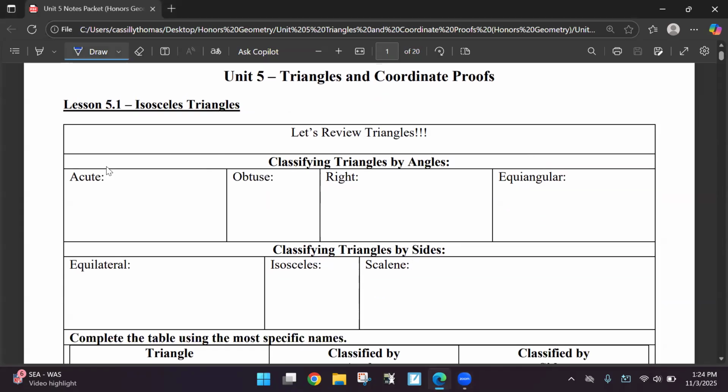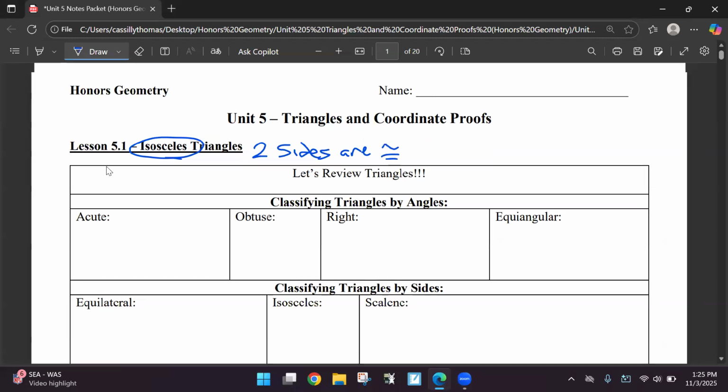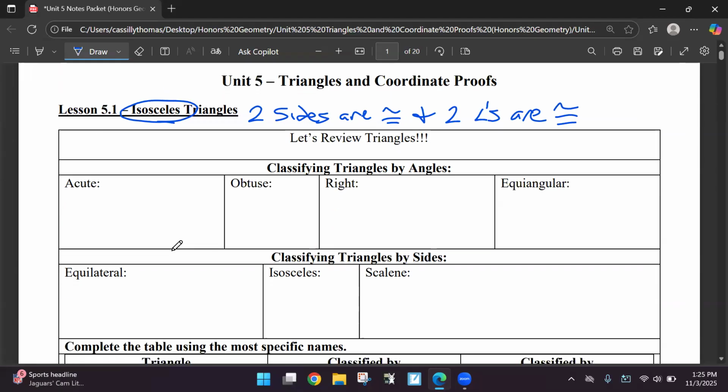5.1 is going to be all about isosceles triangles. And we've already talked about isosceles triangles. What are isosceles triangles? What does that mean? That's going to be two sides are congruent. And we actually proved that two angles are congruent. So if I say the triangle is isosceles, we know for a fact that two sides are going to be equal and two angles are going to be equal. We don't have to do anything else with that.